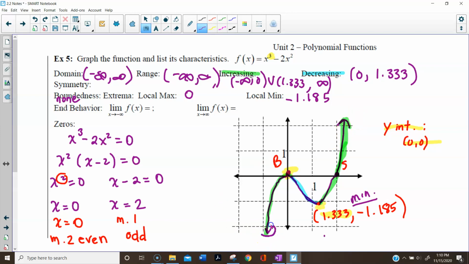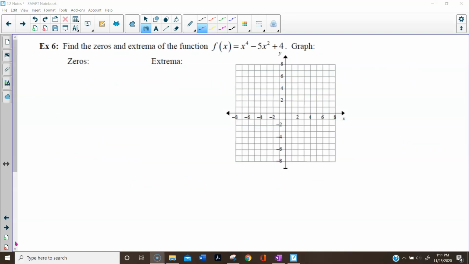As far as the absolute extrema, that's going to be your end behavior. If you look to the left, I'm looking at that end behavior right there that I circled, and to the right, the end behavior up here. So the limit as x approaches negative infinity, f of x equals negative infinity. The limit as x approaches infinity, f of x equals infinity. And there you go. Let's try this one, finding the zeros.